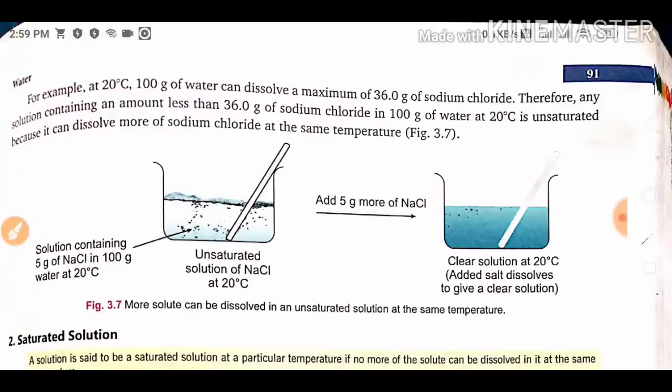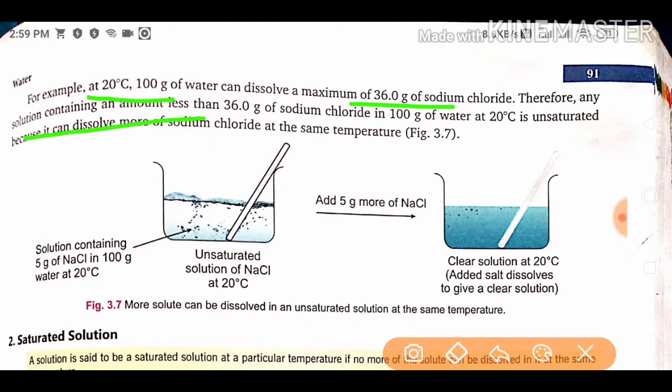By example you can understand better. At 20 degrees centigrade, 100 gram of water can dissolve a maximum of 36 gram of sodium chloride. Therefore, any solution containing less than 36 gram of sodium chloride in 100 gram of water at 20 degrees centigrade is unsaturated, because it can dissolve more sodium chloride at the same temperature.